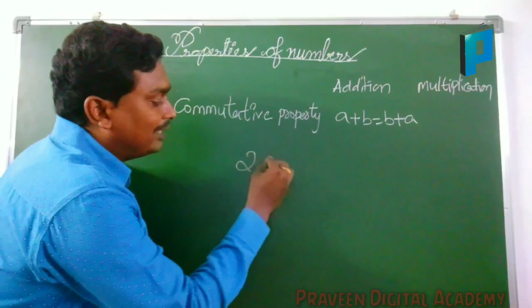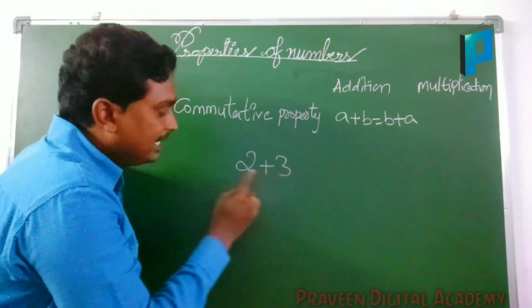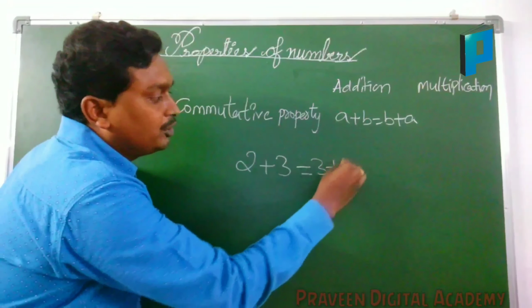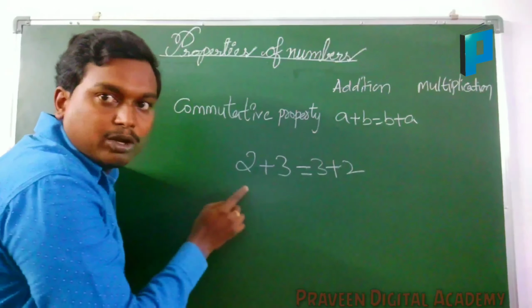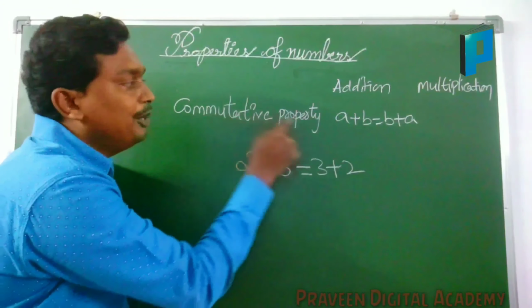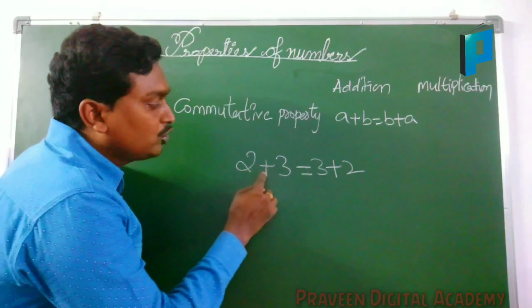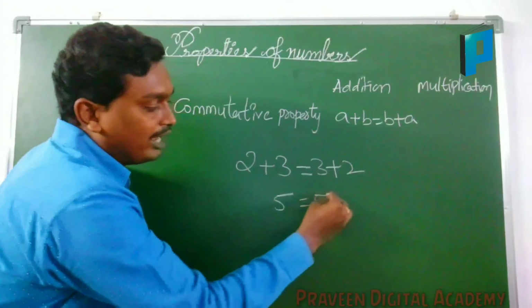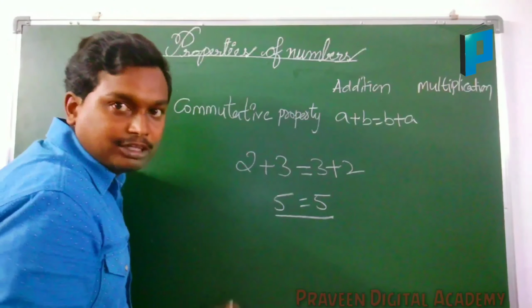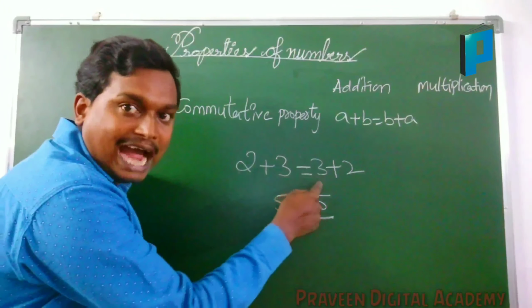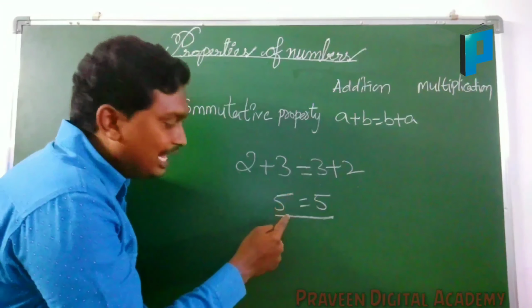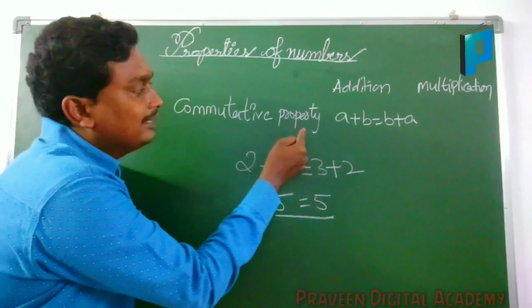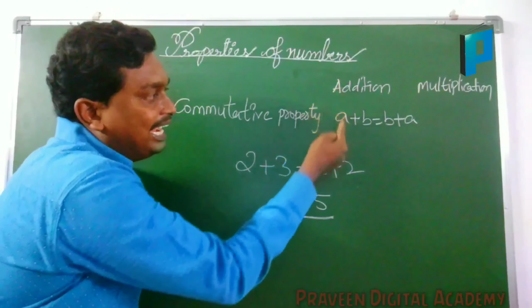If you are having 2 plus 3, here A is 2, B is 3, then 2 plus 3 is equal to 3 plus 2. Wherever you have this, that is called commutative property. 2 plus 3 is equal to 5, and 3 plus 2 is also 5. Here both are the same. The sum of A plus B and B plus A are both equal. Wherever you have this property, we call it commutative property under addition.